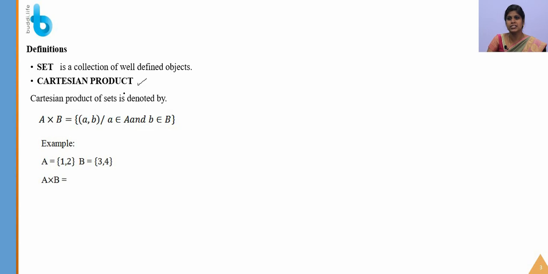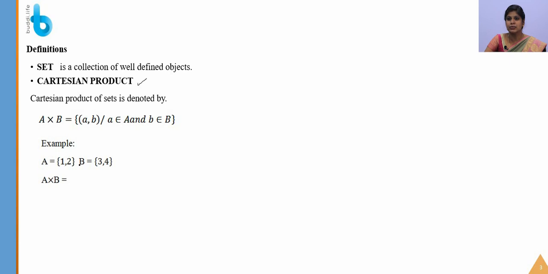Next, the Cartesian product. Cartesian product of sets is denoted by A cross B, where A is a set and B is a set. A cross B equals the set of all (a, b) such that a belongs to A and b belongs to B. That is, the first element a belongs to set A, the first set, and the second element b belongs to set B, the second set. Okay, we will now see an example.